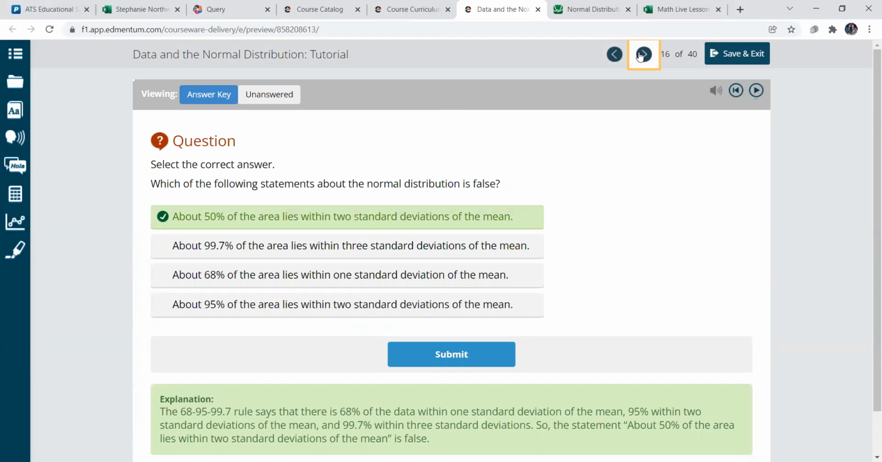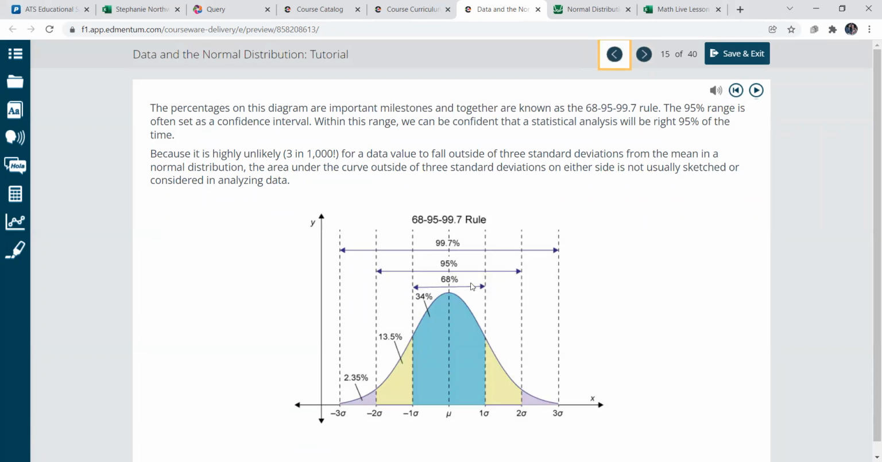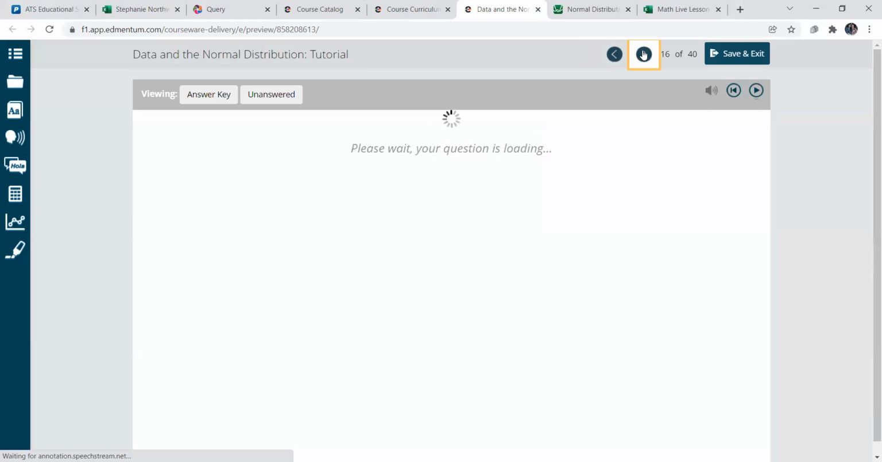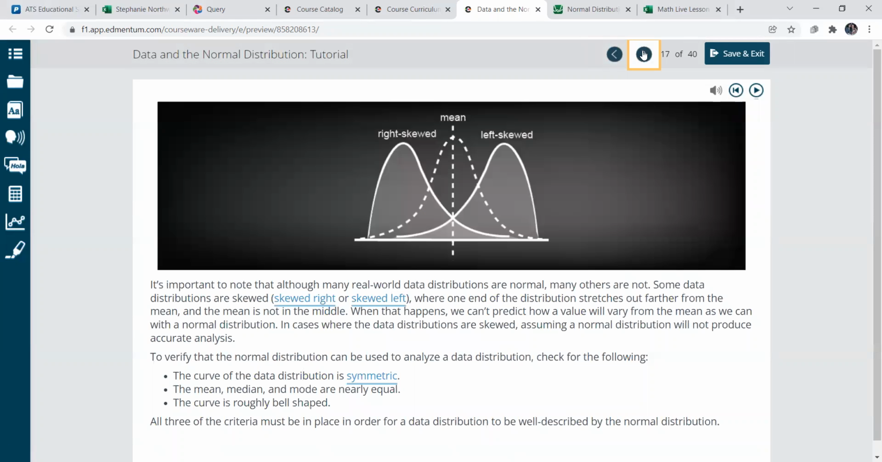Now, which of the following statements about normal distribution is false? 50% of the area lies within 2 standard deviations of the mean. False, because it's actually 68, not 50. All right, here's just some other examples.